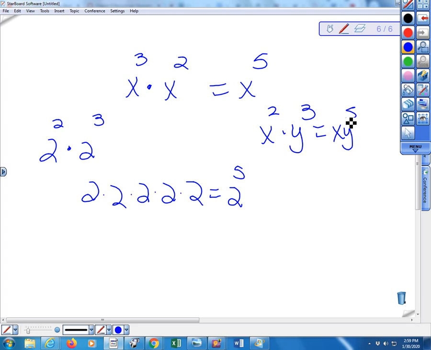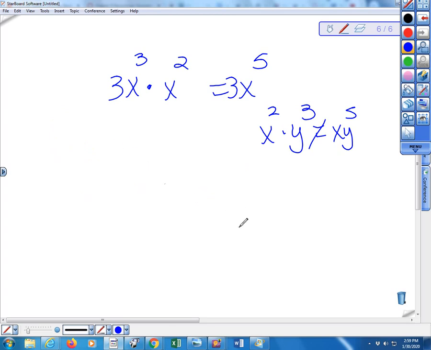That doesn't work. But what if there's a coefficient? Does that change it? No. If I have 3x times, well, if that's a 4, then it'd be 12x to the 5th. So you just multiply those two. Okay? So that's adding or multiplying exponents.